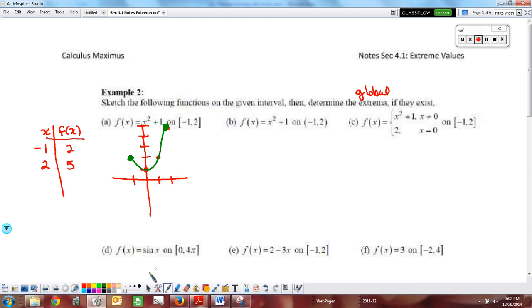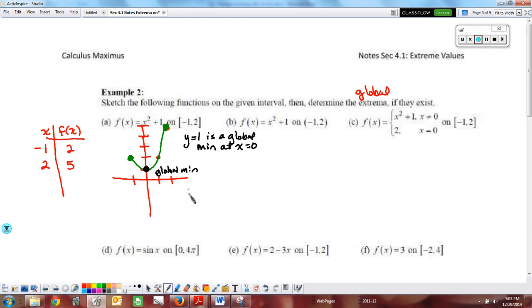And then we're identifying the extrema if they exist, so this is fairly straightforward. We have a global min down here at the vertex. So remember, our global min is the y value, and this occurs at 0. So y equal to 1 is a global min located at x equal to 0. Okay, so that's our global min.